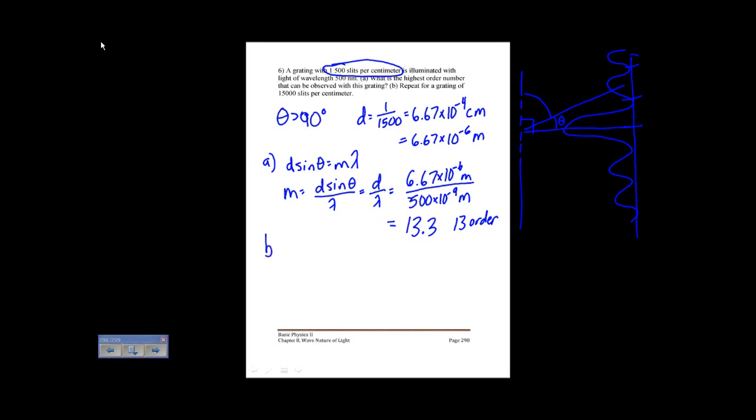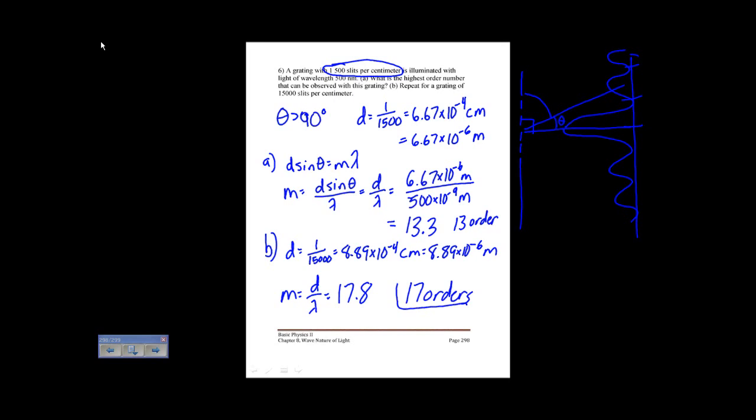And then repeat for a grating with 15,000 slits per centimeter. d is 1 over 15,000, which is 8.89. And then m is equal to d over lambda, which I get 17.8. So with the greater slit spacing, I see 17 orders. 13 and 17.